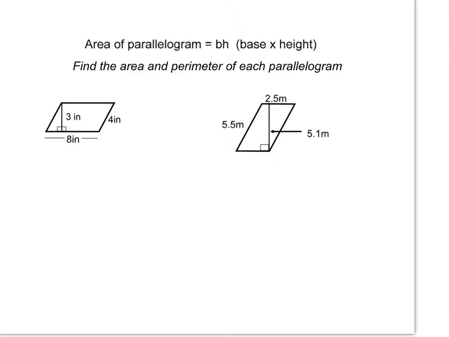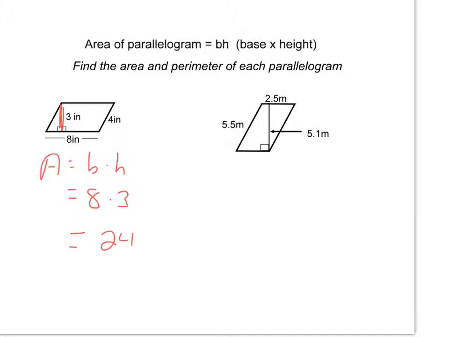As we look at this first problem to find the area of this parallelogram, the area is equal to base times height. The base in this case is 8. The height that's perpendicular to the base is this one right here, the 3, not the 4. The 4 is not perpendicular to the base. That's one of the sides. So this area equals 8 times 3, which is 24.